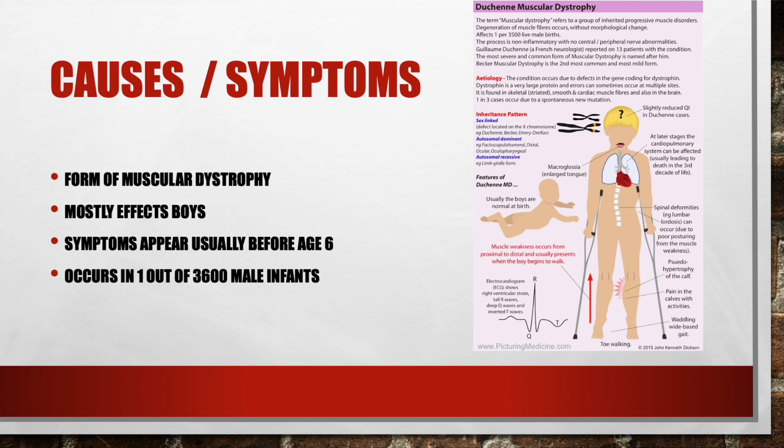Other symptoms include frequent falls, trouble getting up from lying down or climbing upstairs. Shortness of breath, fatigue, and swelling of the feet due to the weakness of the heart muscle. Problems breathing due to weakening of the respiratory muscles. Gradual worsening of muscle weakness. And then as this goes on, progressive difficulty walking. The ability to walk may be lost by age 12, and the child will have to use a wheelchair. Breathing difficulties and heart disease often start by age 20.